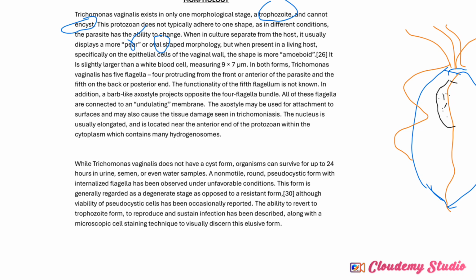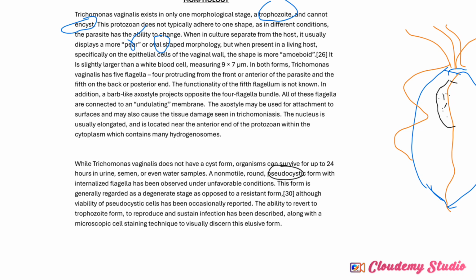The non-motile round pseudocystic form with internalized flagella is observed under unfavorable conditions, which means when they are not inside their host. They can be seen as a pseudocyst. And when you say something is pseudo, it means false. It is not really a cyst, but a false cyst. You understand? A pseudocyst, and it is non-motile. It cannot move.